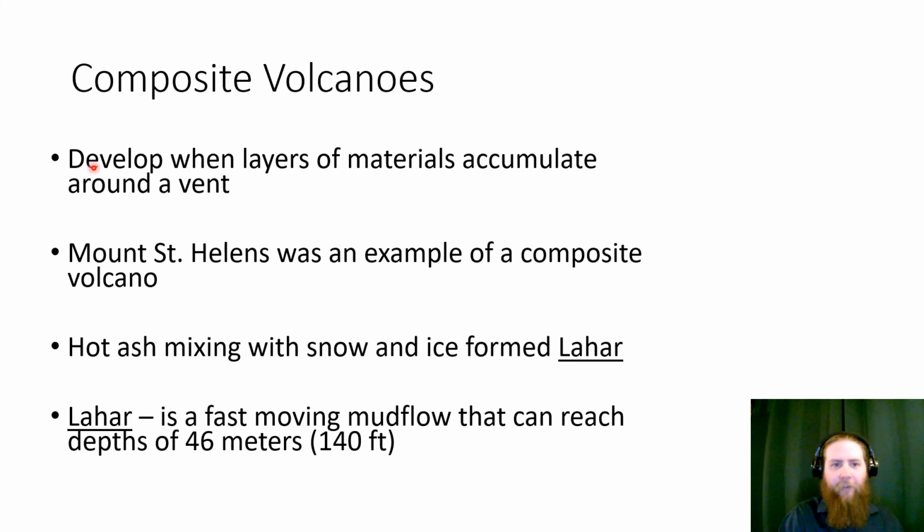Composite volcanoes develop when layers of materials accumulate around a vent. Mount St. Helens is an example of a composite volcano. On Mount St. Helens, we had what's called lahar. Lahar is hot ash mixing with snow and ice, and it creates a very fast moving, very hot mud flow that can reach depths of up to 46 meters or 140 feet.